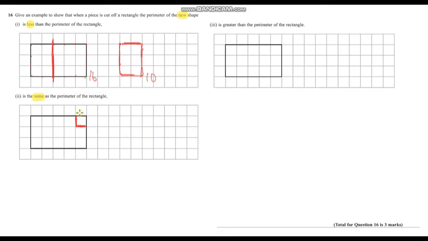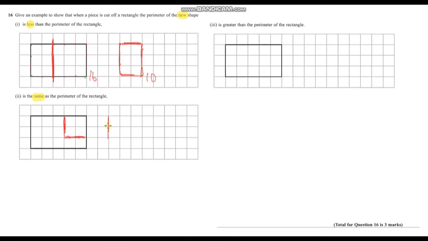Because essentially what I'm doing is I'm losing this length here and this length. So I'm losing 2 here, but I'm gaining 2 here and down here. I mean, I could cut off any corner and it would still be the same. You know, if I cut off this corner here, that would also work. I would still get a perimeter of the same. Now I'm just going to verify that.